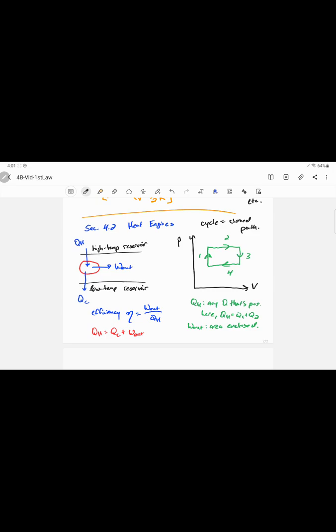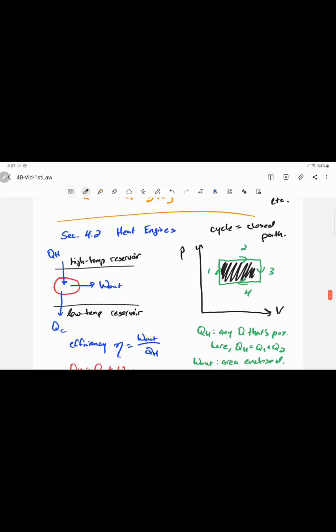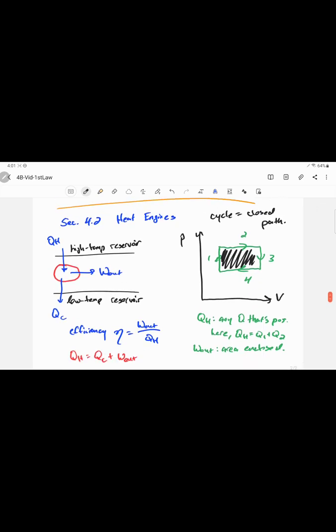And then the work output in one cycle is the area enclosed by the cycle. In this example, it would be the work done in step 2 plus the work done in step 4, but the work done in step 4 is negative. So it will partially cancel out, and what you're left with is the area inside the cycle.